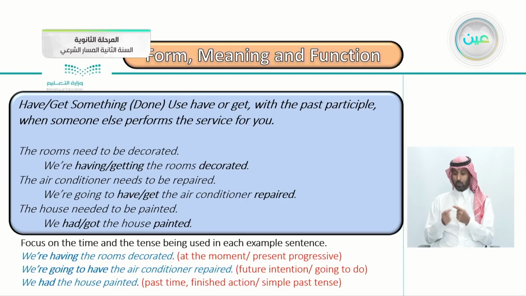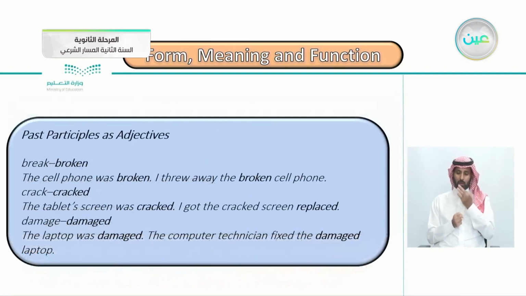We're going to have the air conditioner repaired. As we said before, this is a future event. We used going to do. We had the house painted. This is past time, a finished action. We used simple past tense.